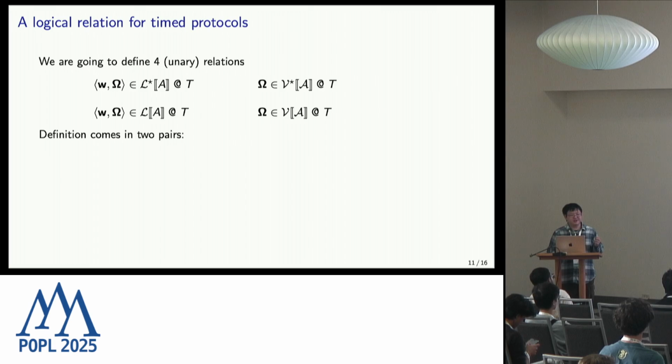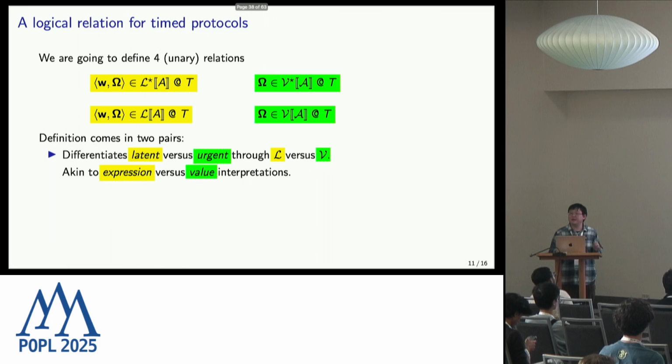Now, our logical relations consist of 4 main definitions. This is a lot. Usually one logical relation is enough. Now we have 4. But don't worry, we will break these things down into pairs. So the first pair is the left half and the right half. We call these latent versus urgent interpretations, denoted by the letters L and V. So these are like the expression and value interpretations.